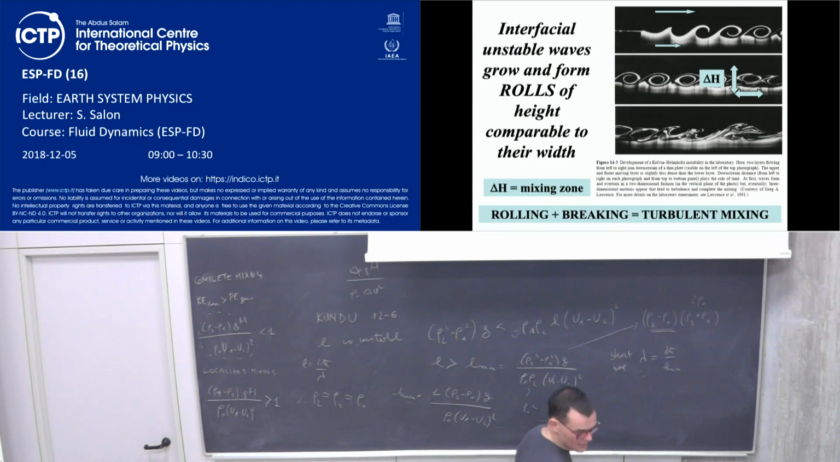So, since we have said that delta H is of the order of lambda, because the horizontal scale is lambda, the scale of the shortest unstable wave, so this is the perturbation, and the length scale of the perturbation scales like 1 over L min, I can say that delta H will be of the order of lambda unstable, of 1 over L min, which means that it will be of the order of ρ0 (U1 minus U2) square over (ρ2 minus ρ1) G.